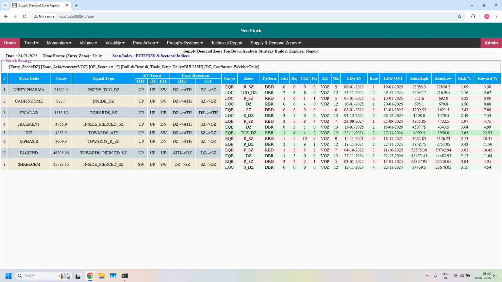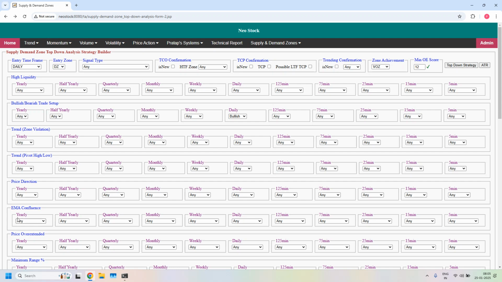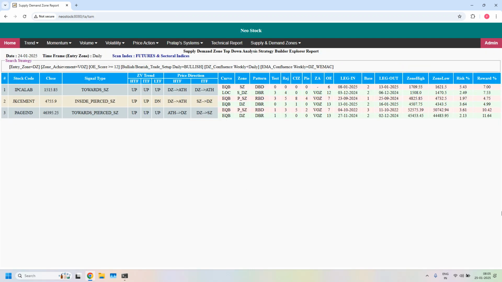And the weekly trend is uptrend. Let us look for weekly demand zone with weekly EMA confluence. So in the EMA confluence, weekly time frame, weekly demand zone having weekly EMA confluence. So these 3 stocks are even more high probability trade setup supported zones.